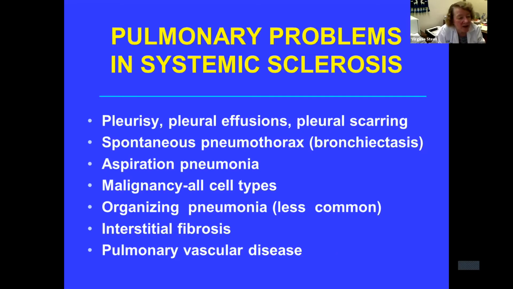Occasionally, patients will have an overlap with lupus. Some of it will be malnutrition or something like that. Or more commonly, at least in one study that I did, it was related to malignancy. Some patients have spontaneous pneumothoraces because they have bad fibrosis and bronchiectasis.